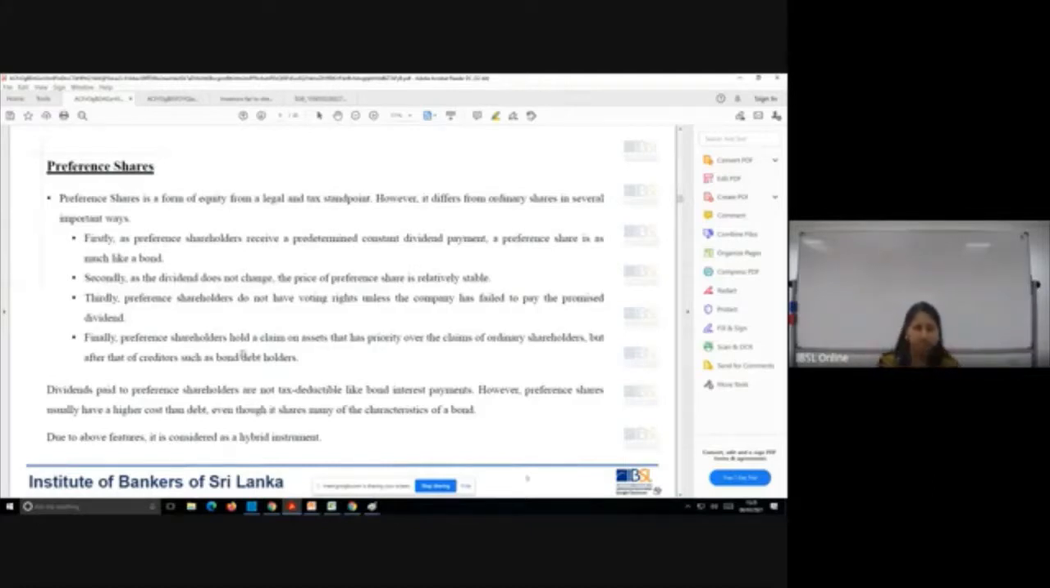Okay, so preference shares, from a legal perspective and from a tax perspective, are viewed as a form of equity. Okay, why am I saying that? Because this share is a hybrid instrument. Hybrid instrument meaning it has features of a debt instrument and features of equity instruments. Now, again, remember, we are explaining this in the order of the conventional to the contemporary.